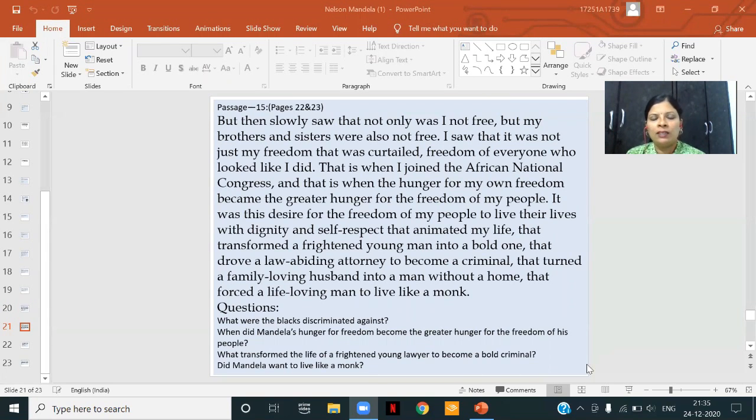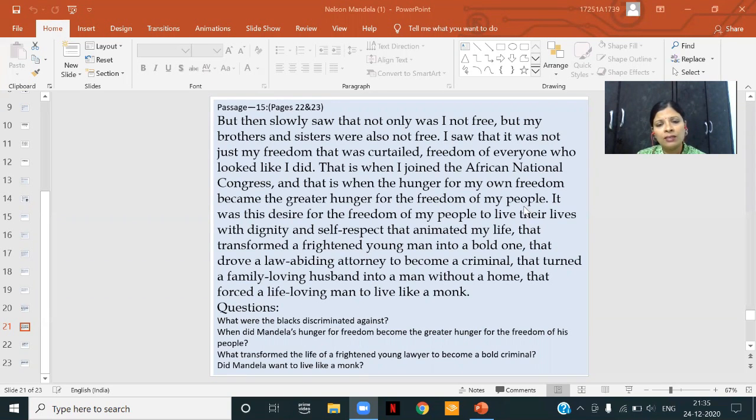But then slowly I saw that not only was I not free, but my brothers and sisters also were not free. I saw that it was not just my freedom that was curtailed, but the freedom of everyone who looked like I did. So Nelson Mandela says, whoever were blacks, their freedom was only curtailed. What curtailed means is taken away. That is when I joined the African National Congress, and that is when the hunger for my own freedom became the greater hunger for the freedom of my people.